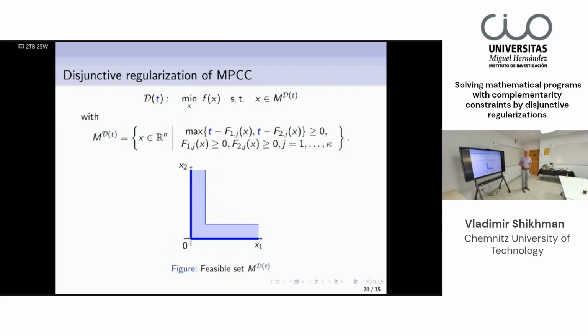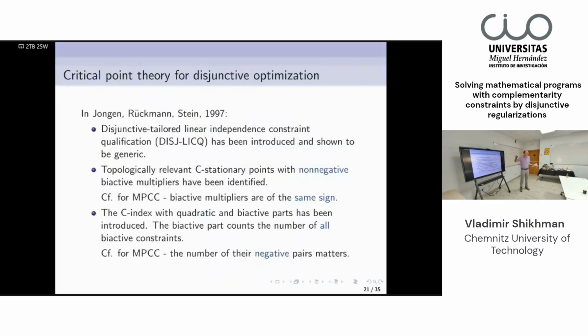Now we have critical point theory for this type of problems, done in '97 by Jongen, Stein, and Eugene. So you helped us 30 years ago. Yeah, because you see, this is a disjunctive optimization problem, and there the whole critical point theory has been done already. We have no time to go into this, but you can do disjunctive LICQ, you can do what is topologically relevant, you can define the C-index.